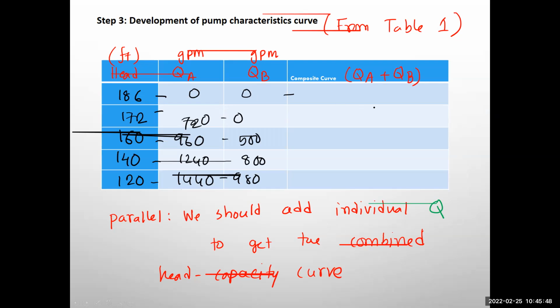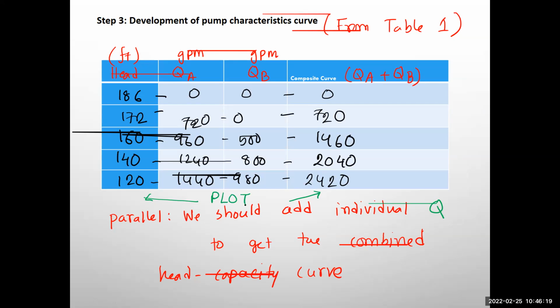Okay, what is the very first composite flow for 186? Obviously it's zero. What about the next one? It is 720, right? What about the last three? 1460, then? And the very last one, 2420. Now you will plot and give me the operating point. Everyone should have the operating point before you leave today.